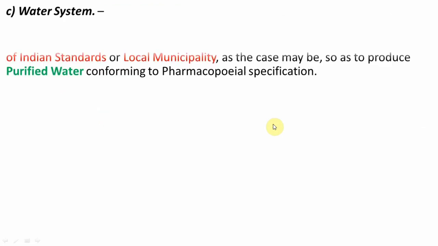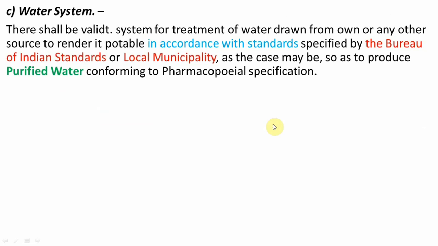Next, C. Water system. This shall be a validated system for the treatment. There shall be a validated system for treatment of water drawn from own or any other source to render it potable in accordance with standards specified by the Bureau of Indian Standards or local municipality, as the case may be, so as to produce purified water conforming to pharmacopoeial specification. Means it should be according to the pharmacopoeial specification.